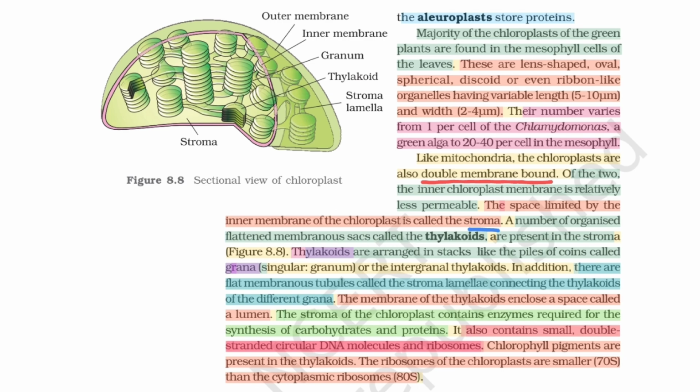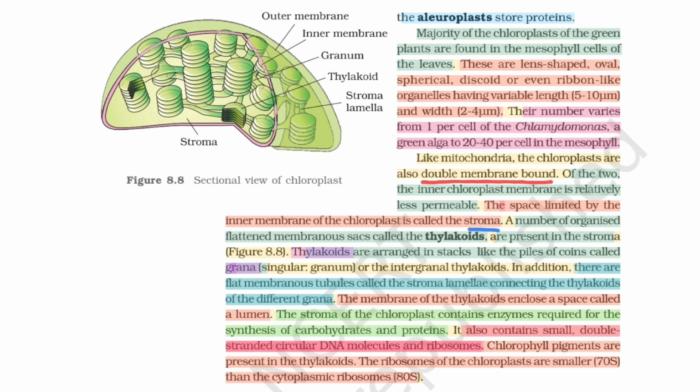Like mitochondria, the chloroplasts are also double membrane bound. Of the two, the inner chloroplast membrane is relatively less permeable. The space limited by the inner membrane of the chloroplast is called the stroma. A number of organized flattened membranous sacs called the thylakoids are present in the stroma, figure 8.8. Thylakoids are arranged in stacks like the piles of coins called grana, singular granum, or the intergranal thylakoids. In addition, there are flat membranous tubules called the stroma lamellae connecting the thylakoids of the different grana. The membrane of the thylakoids enclose a space called a lumen.